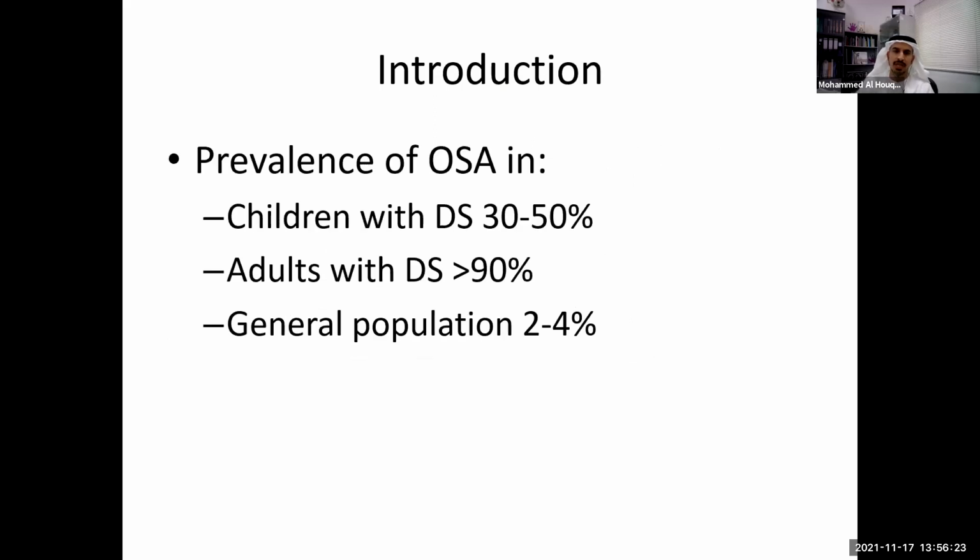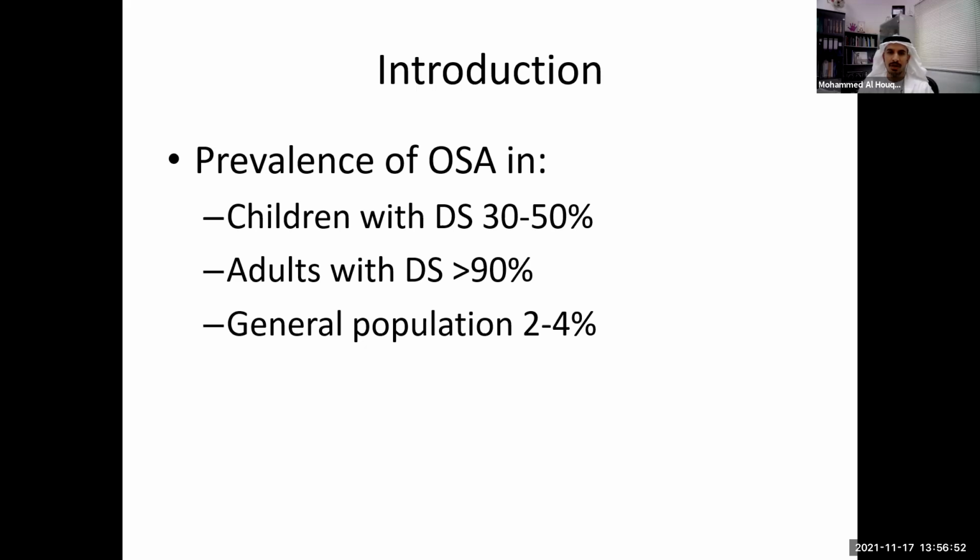So to start with, how common is obstructive sleep apnea in patients with Down syndrome? In children, it's very common. It's almost 30 to 50% of children with Down syndrome who would have some obstructive sleep apnea. It could be mild to moderate and maybe to a lesser extent severe. Of adult patients with Down syndrome, almost 90% will have obstructive sleep apnea.